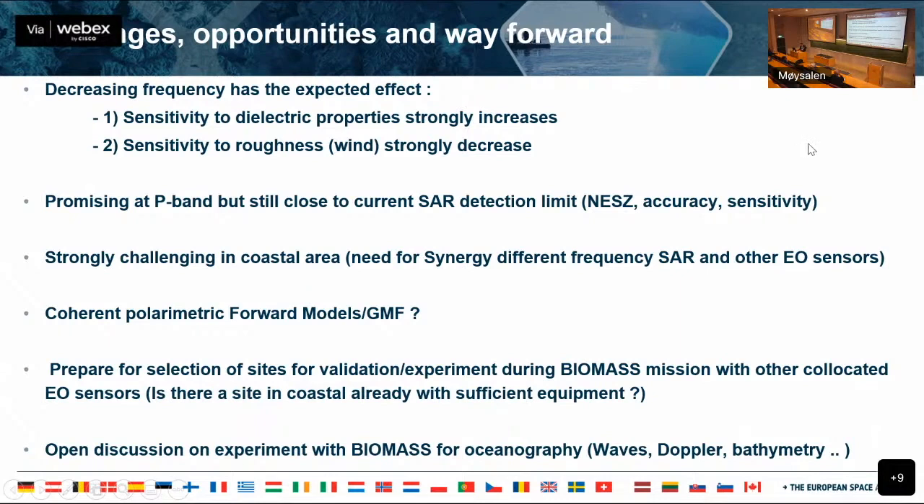Mostly I want to have input from you guys on what we could do at P-band for oceanography. For example, with Fab, we were discussing Doppler at P-band, so that could be interesting to see. And so there is a lot, I think, to discuss.